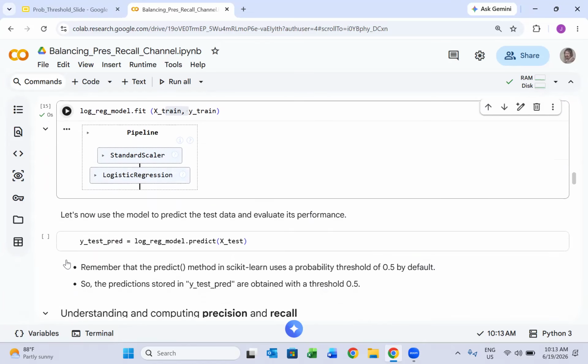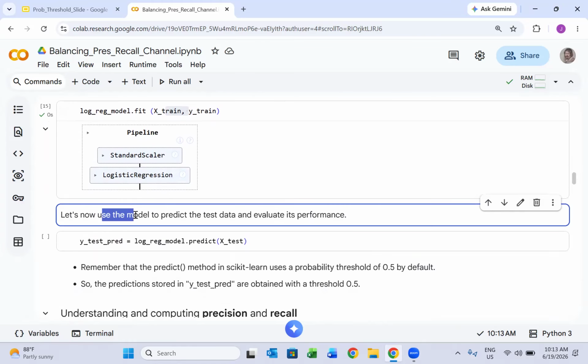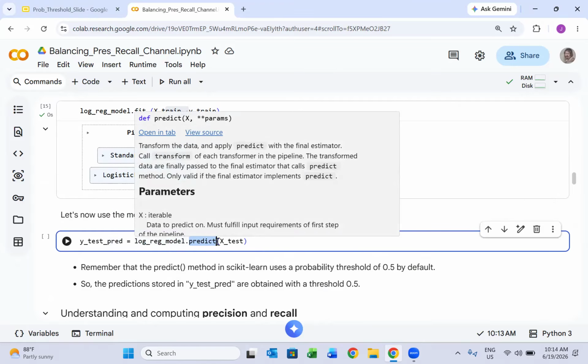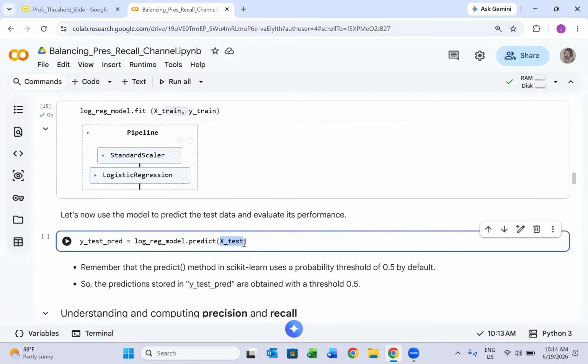Now what I'm going to do, as I'm saying right here, is use the trained model to predict the test data and then later evaluate its performance. So once we have the predictions on the test data, then we can compute the recall, the precision, and then illustrate the trade-off between them. But we need to have predicted data in order to compute performance metrics, right? So that's why we need to use the model to predict the test data. And that's what I'm doing here. Calling the model, then invoking the predict method on that model, and then passing the test data.